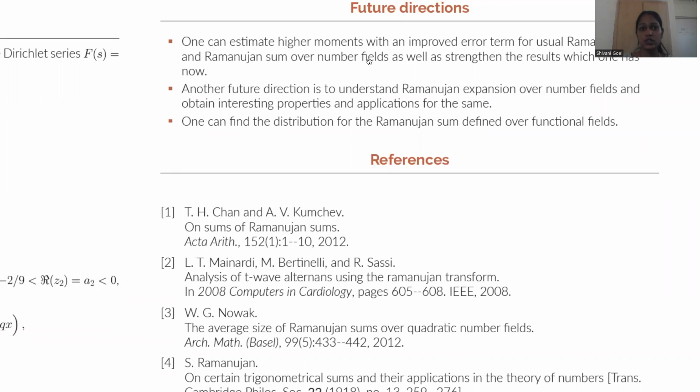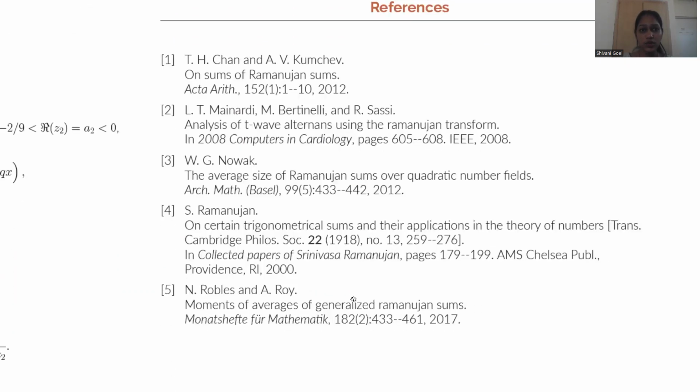Here are some future directions. One can consider the higher moments for the usual Ramanujan sum and improve the result for number fields that we have. One can consider the Ramanujan expansion for number fields, and also one can find the distribution of the Ramanujan sum over function fields. Here are some references that we used.